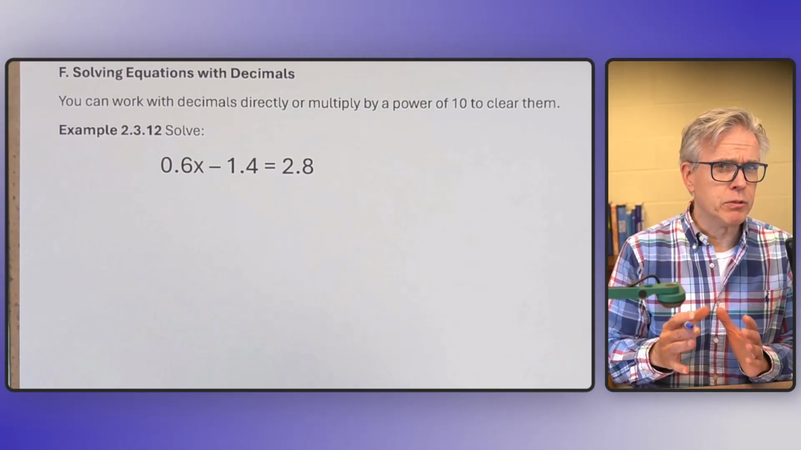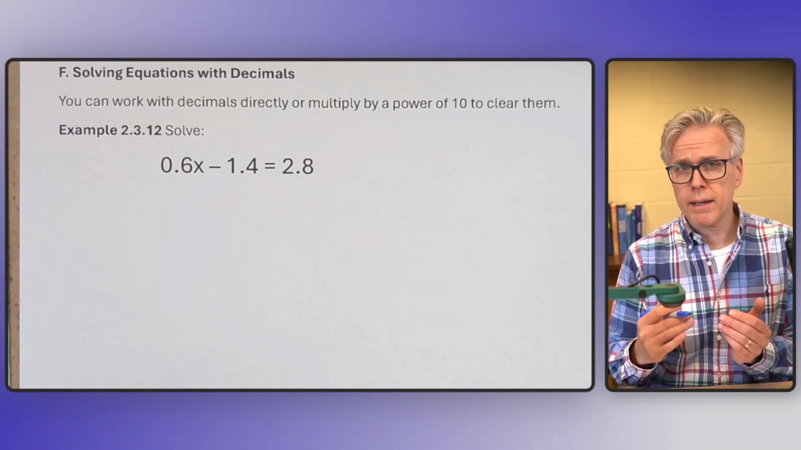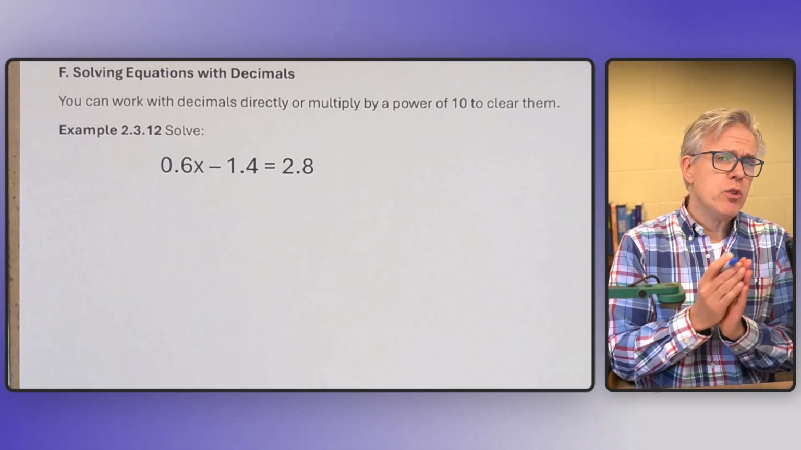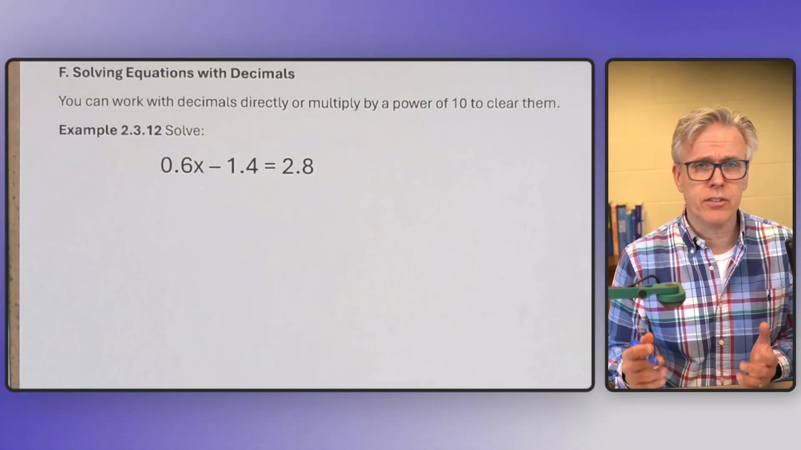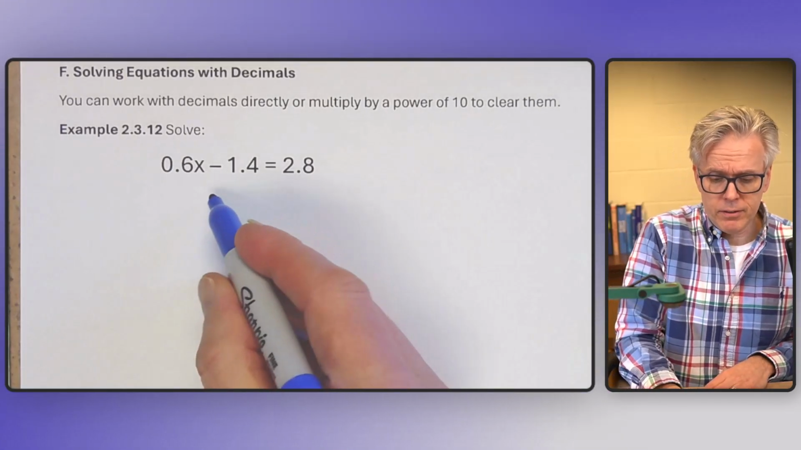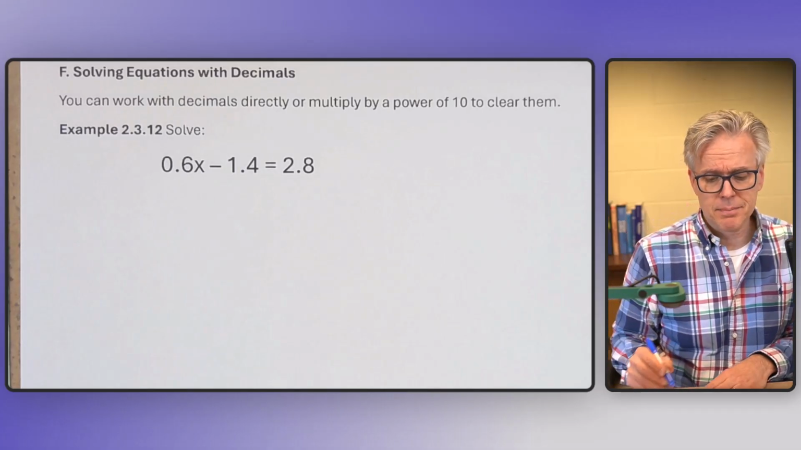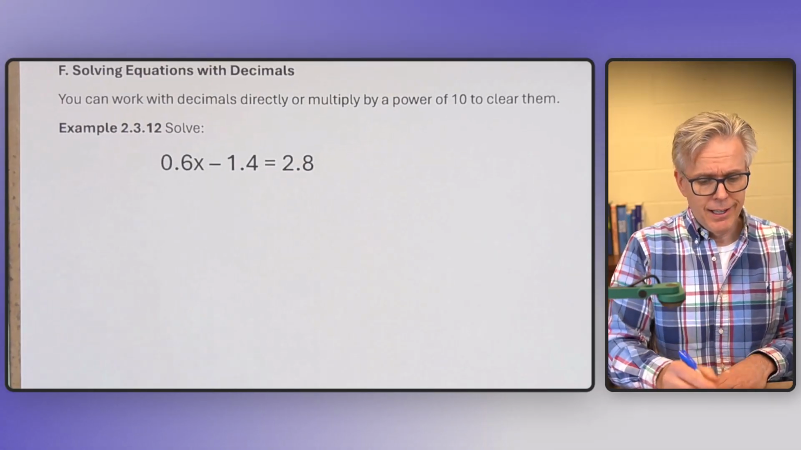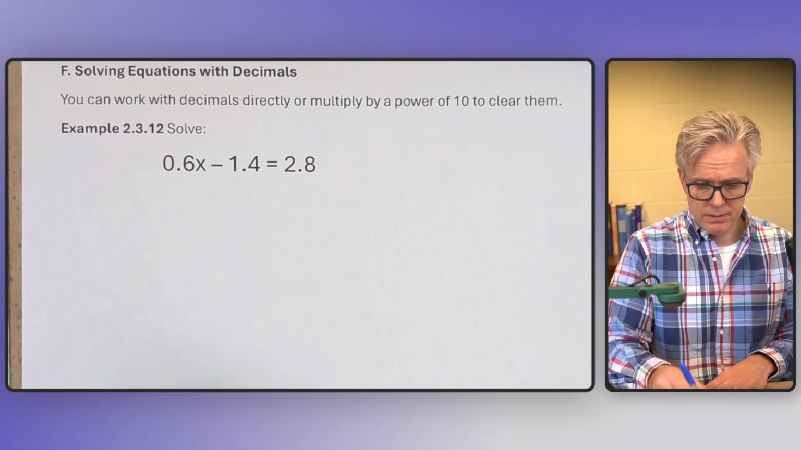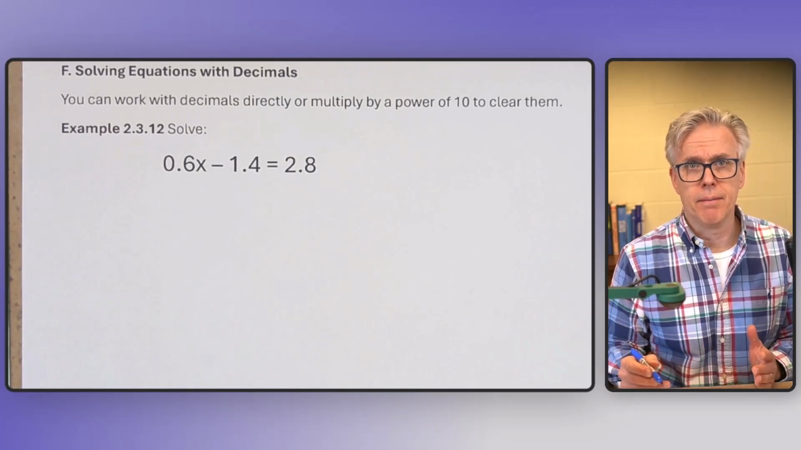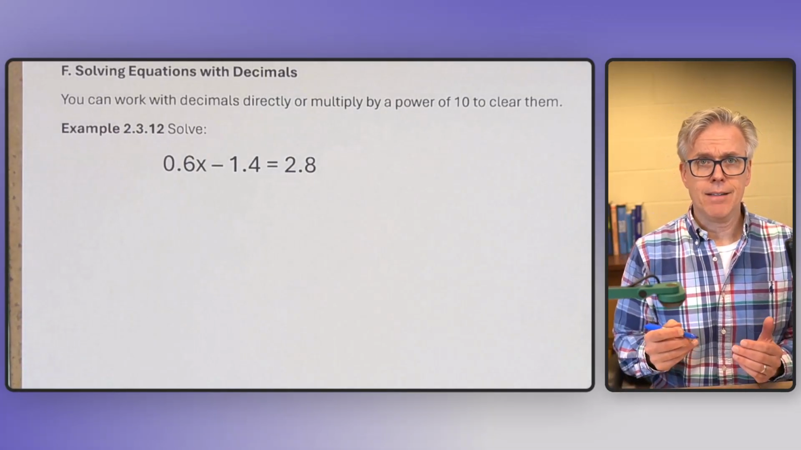So similar to fractions, when we have decimals, you can either work with the decimals the way they are, or you can clear decimals and turn these into integers. So we could, at this equation here, 0.6x minus 1.4 equals 2.8. We could add 1.4 to both sides, divide both sides by 0.6, and you'd be done. We have calculators, and you can do them that way.